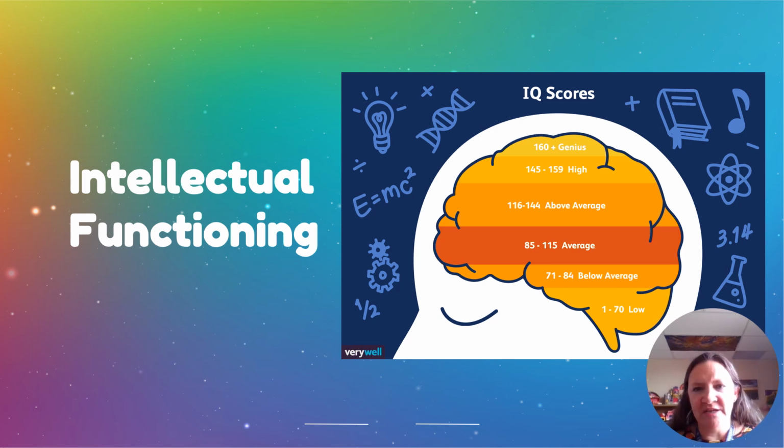So that's that average range between 85 and 115 that you see here on this IQ scores visual. 24% of them scored in the borderline range, so somewhere between a 70 IQ and an 84 IQ, and 32% had an intellectual disability. So that would be an IQ score that falls below 70. However, what was not really looked at was what does that look like in relation to giftedness.